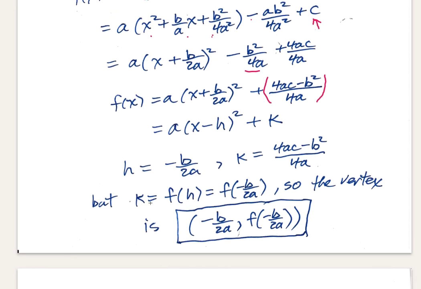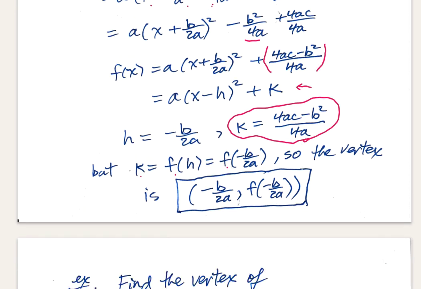Now, I want you to note here, as we've already shown, that k is always going to be f evaluated at h. So k is actually the function evaluated at negative b over 2a. So instead of remembering, as I'm about to come up with my formula for the vertex, that the y-coordinate, the k, is 4ac minus b squared over 4a, I think it's much easier to remember our formula for the vertex this way.